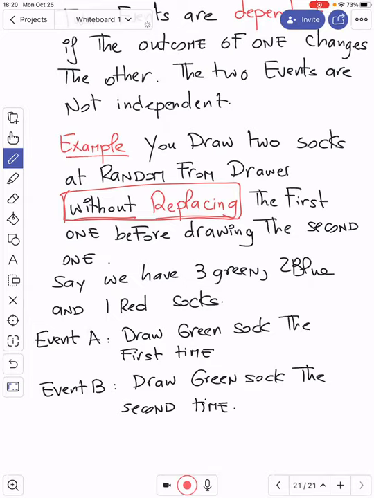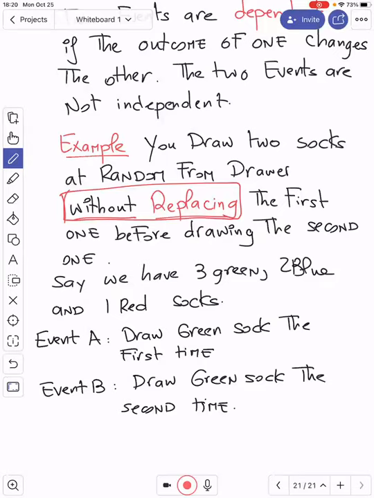Now, if the event A occurs, so if you draw a green sock the first time, how many green socks are left? Two left, right? Now, if you don't draw a green sock the first time, how many green socks are left? Three, right? So the number of green socks left the second time depends on the occurrence or non-occurrence of the event A, right? So you see here the dependence between the two events.